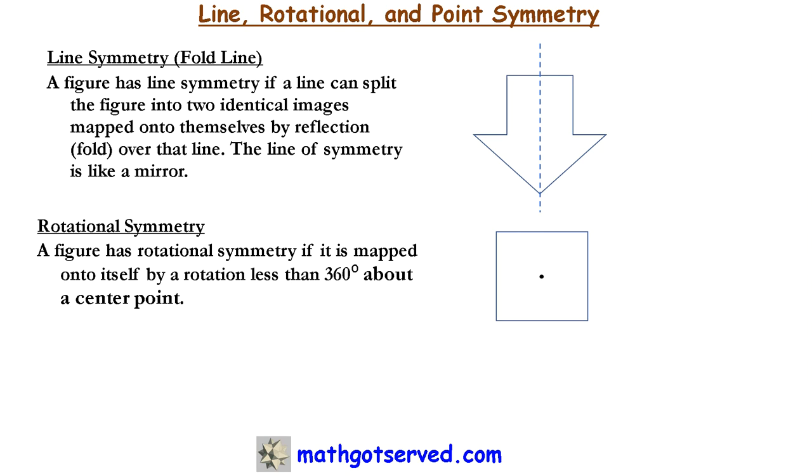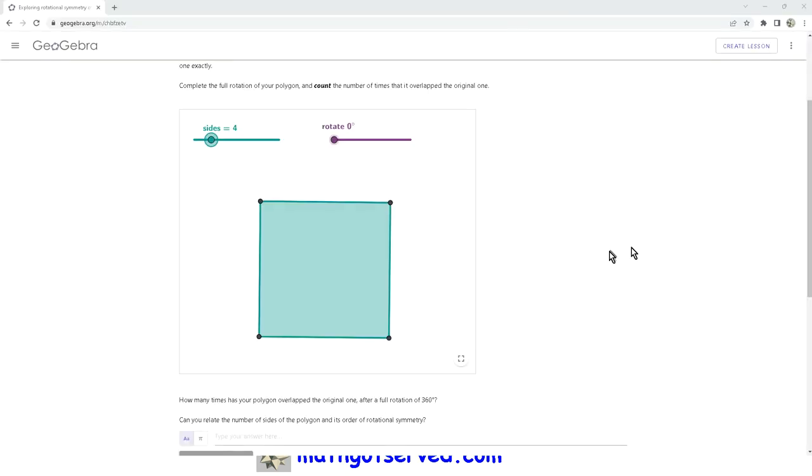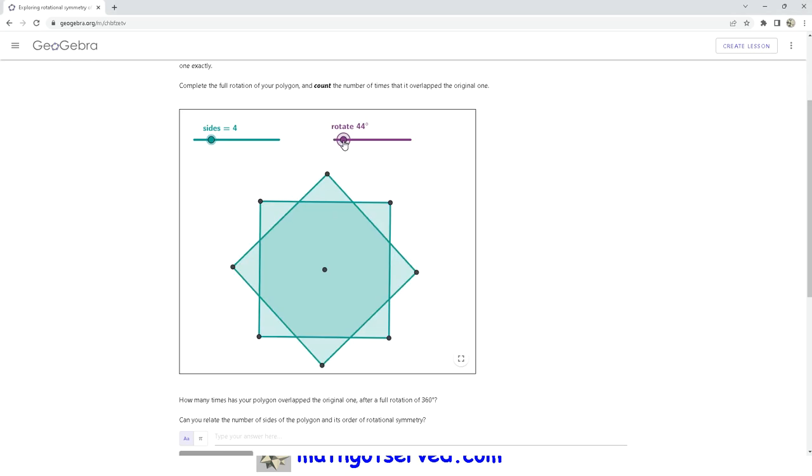Let's take a look at a visualization that can help us to understand the concept of rotational symmetry. If we take a look at this square right here, and we rotate this square by 90 degrees, see that angle increasing like that, 90 degrees perfectly. What do you notice? It's mapped onto itself perfectly. So remember, if the rotation is less than 360 degrees and it causes the figure to be mapped onto itself, then that symmetry is called rotational symmetry.